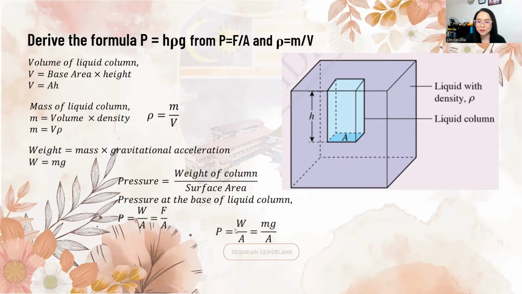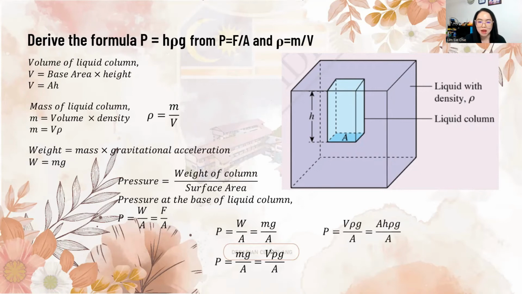Next, after I substitute mg inside the W, I get P, pressure, is equal to mg over A. Then I replace my mass with V rho. So after I replace it, I get V rho G over A. Okay, it's still not finished yet. What do I have here?